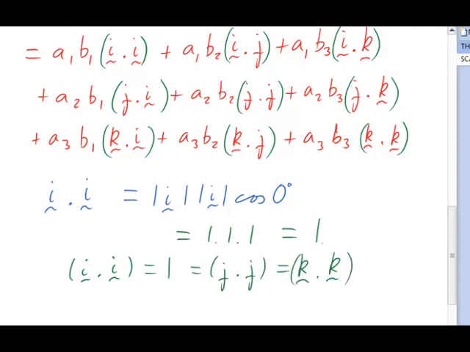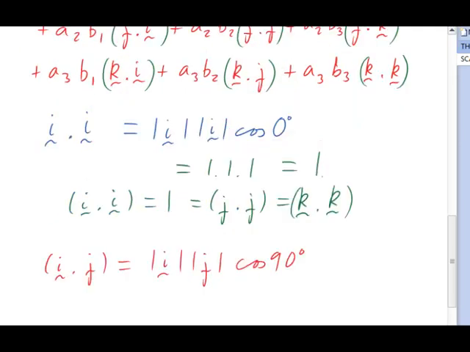In a minute, we can replace those three dot products with 1 in the long, tedious expression above. Before we do that, let's look at the mixed products, such as i dot j. i dot j will be the length of i times the length of j times the cosine of the angle between, but that is now 90 degrees. Cosine of 90 is 0, so i dot j must be 0.